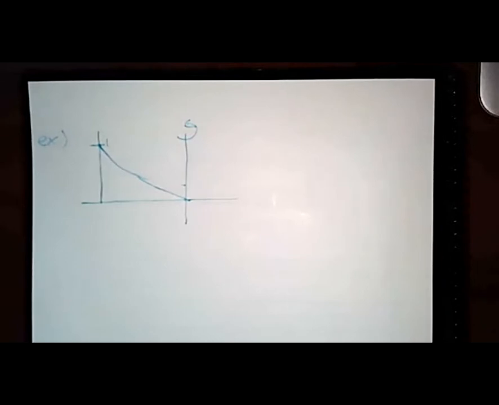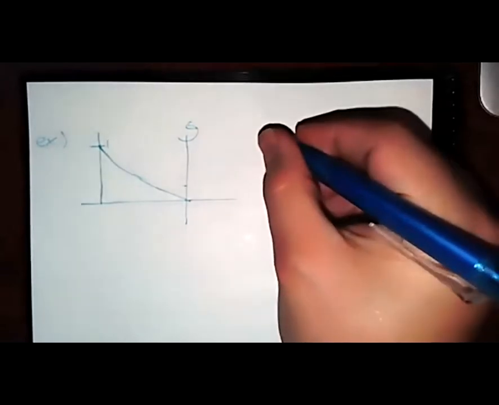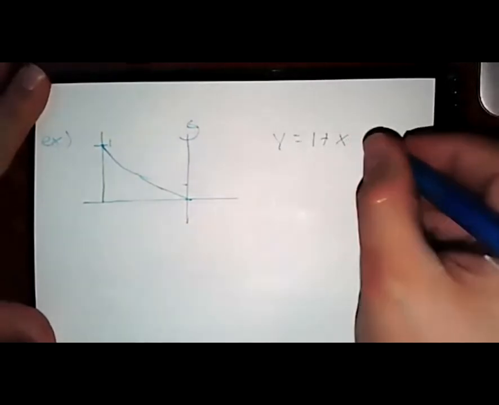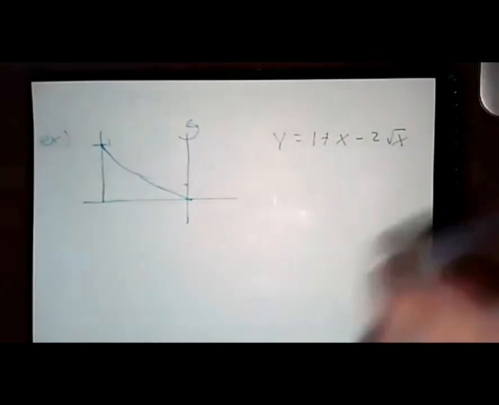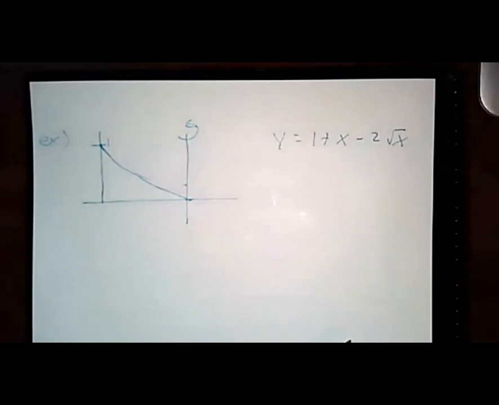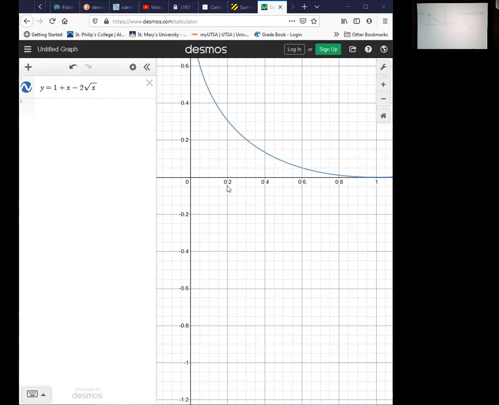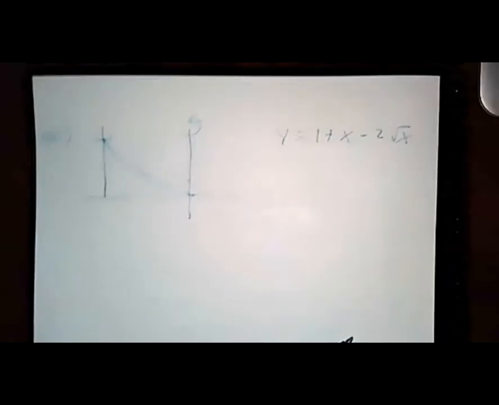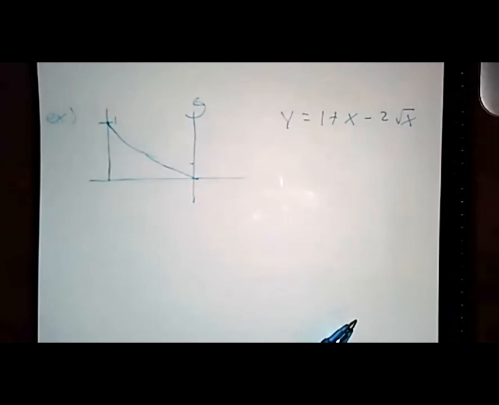Okay, so the equation that makes this shape is y equal to 1 plus x minus 2 root x. Okay. So it looks like this here. So this is a little section that we're zoomed in on. Okay. And we're revolving the line x equal to 1, I think. Yeah. Okay.